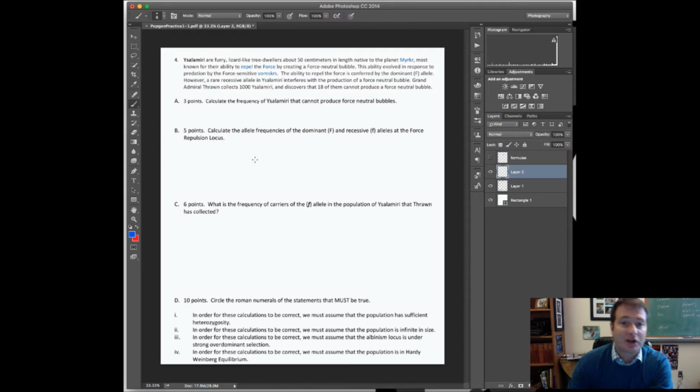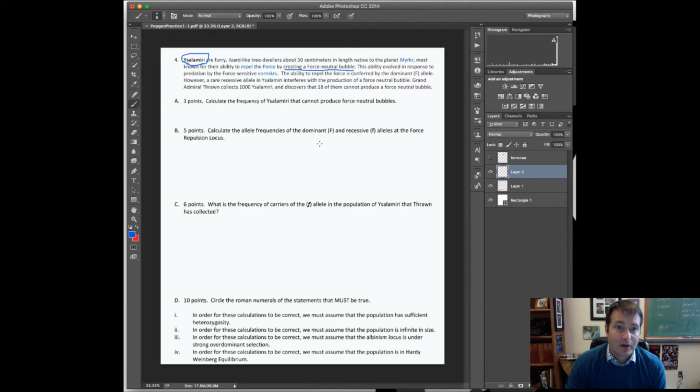All right, we have a Star Wars example. Some hard to pronounce little creature. Blah, blah, blah, details, planets, doesn't matter. The phenotype that we're looking at is their ability to repel the force by creating a force-neutral bubble. Now, for those of you that are interested in the larger canon of Star Wars, I believe these creatures were first introduced in Timothy Zahn's series of novels that were set after the first Star Wars movies. They're really good. You should read them. Anyway, there's these creatures that can repel the force.